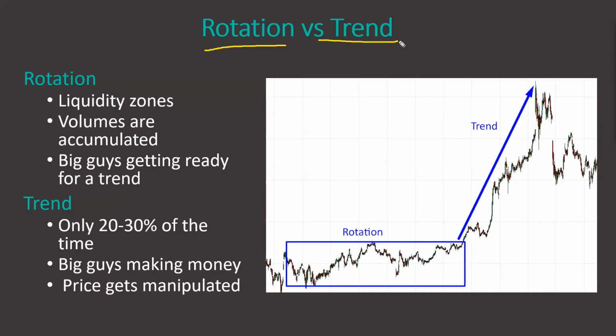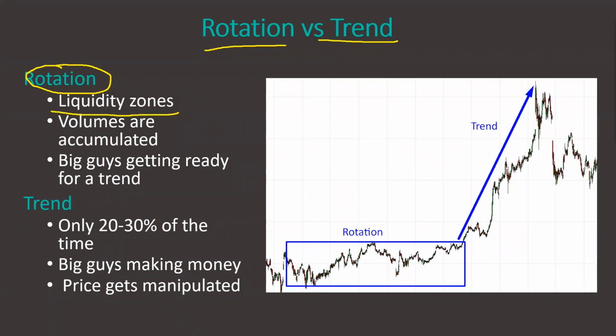The reason for that is that if you look at any chart, it basically consists of either a rotation or a trend. Usually there's not really anything else. All charts you look at are basically combinations of rotations and trends. Now, why am I talking about this? Rotation zones are super important because rotation zones are liquidity zones.